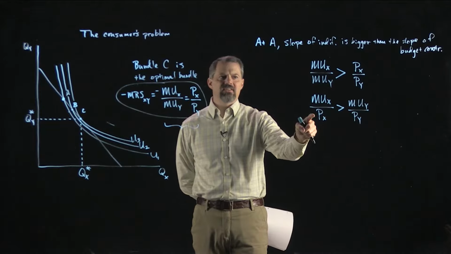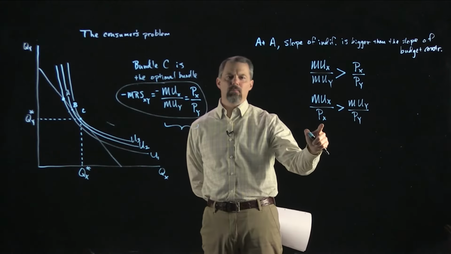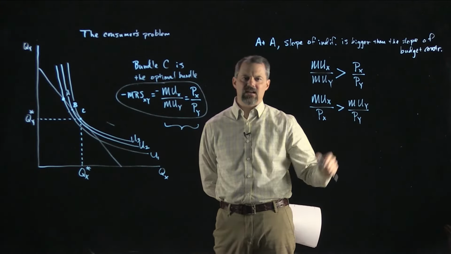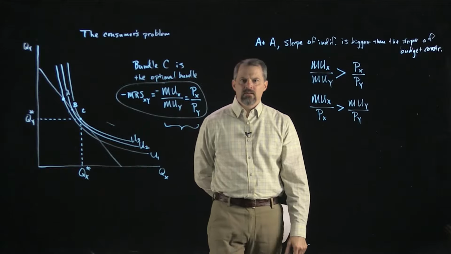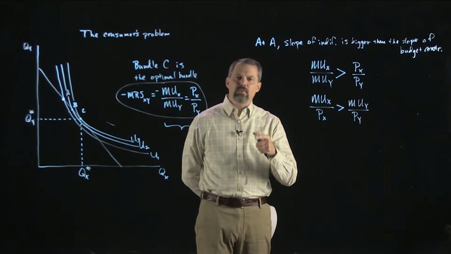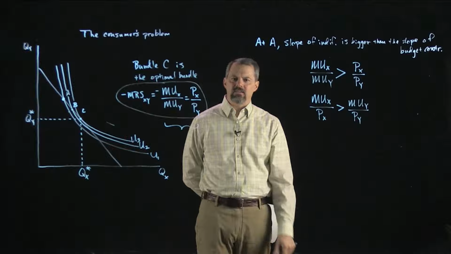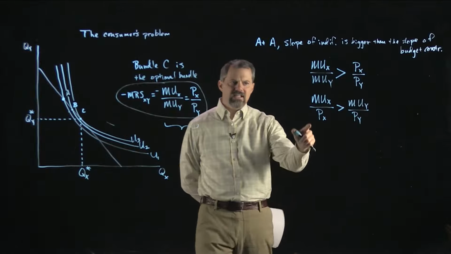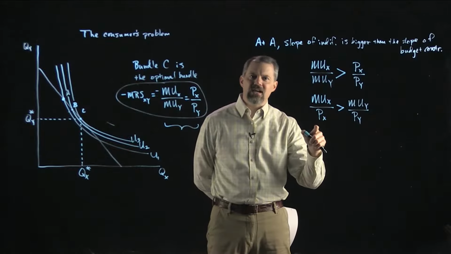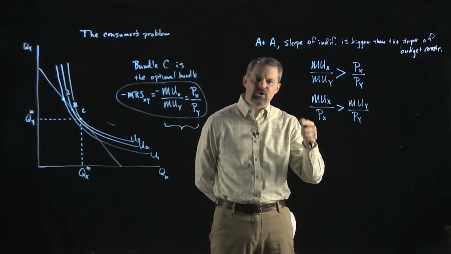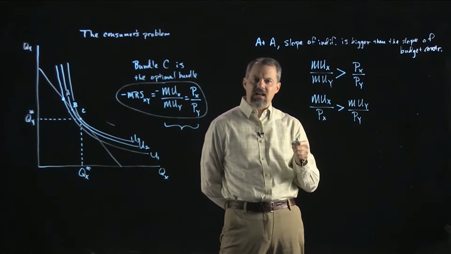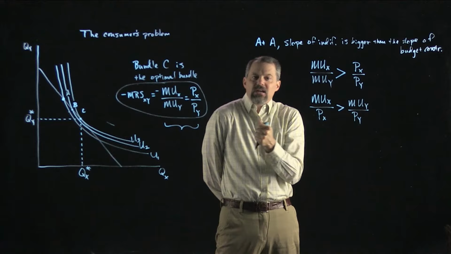What this tells us is that at point A, you get more bang for your buck out of good X than you get out of good Y. Well, what that means is you're not spending your dollars in the best way possible. You're getting more bang for your buck out of good X. That means you should buy more good X. You should spend more dollars on good X because you get more out of them.